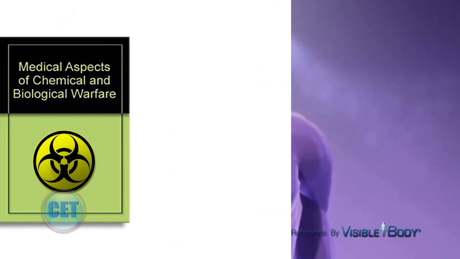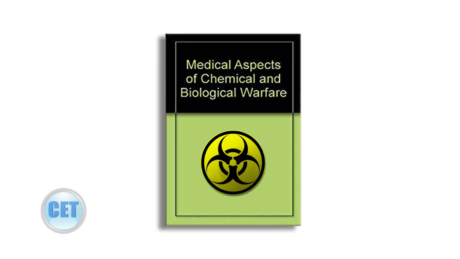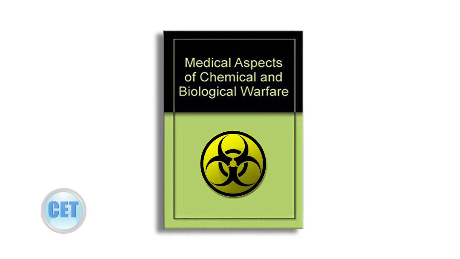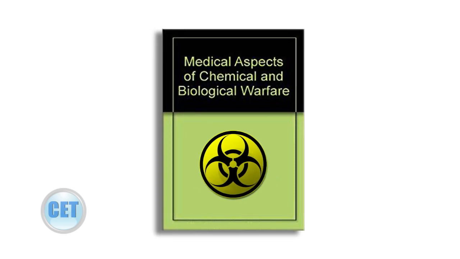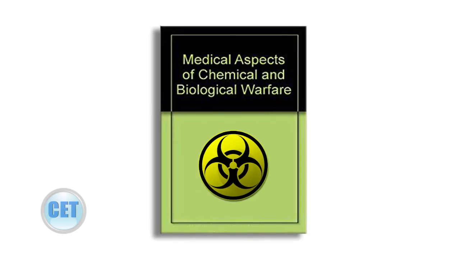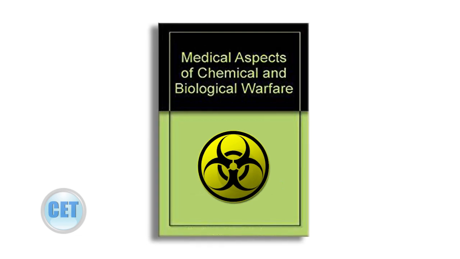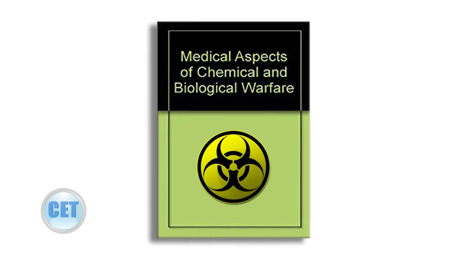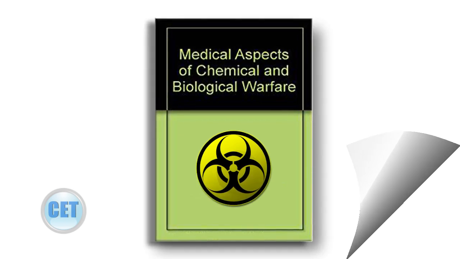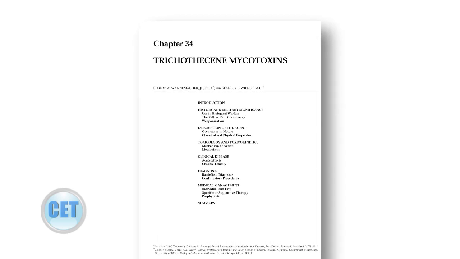There is a publication called The Medical Aspects of Chemical and Biological Warfare. This treatise was released by the Surgeon General of the United States in 1996 or 1997. In that textbook, which is a 2-volume text, there is a chapter on the poisons that are produced by the Stachybotrys mold species. Those poisons are referred to as trichothecenes.